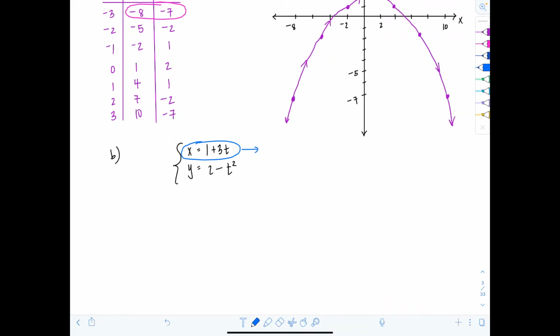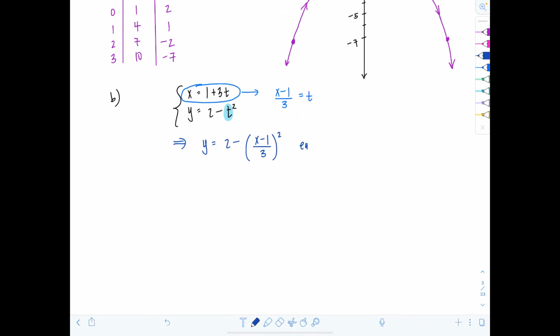Since it's going to be easier to solve for t in the first equation, right, since t isn't squared, I'll go ahead and do that and then substitute it into the second equation. So solving for t, I have x minus 1 over 3 is equal to t, and then now let's substitute that in below. So then we have y equals 2 minus, instead of t, I'm going to put x minus 1 over 3 squared. And then let's simplify this a little bit. I can already tell this is going to be the equation of a parabola. How do I know? Because I have y solved in terms of x, and x is squared. And we just reviewed parabolas.